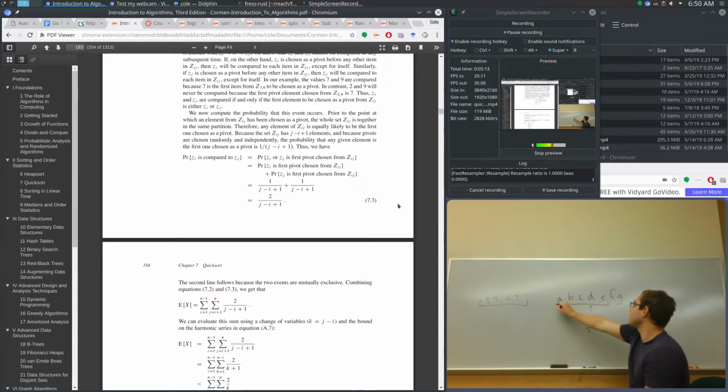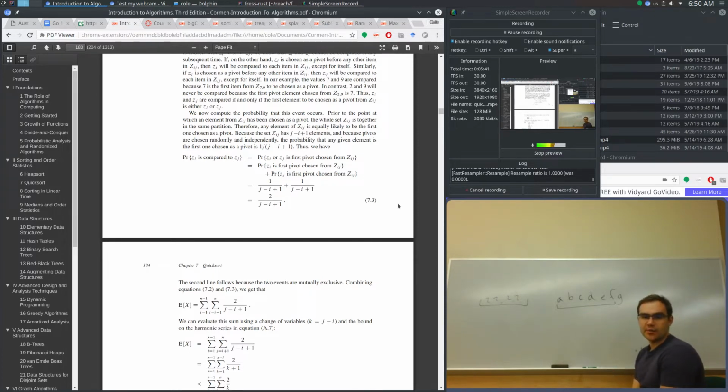So A to F would have a 2 out of 1, 2, 3, 4, 5, 6. And A to G would be 2 out of 7, 2/7. Now we see that we have an expectation of elements being compared to each other based on how far away they are in the final sort, in the done sort.